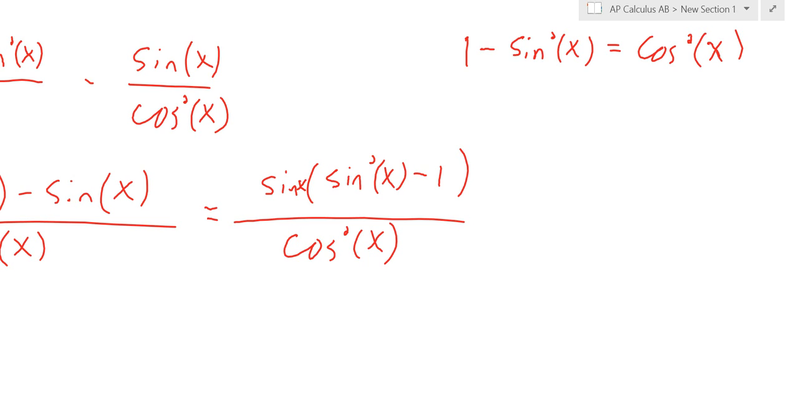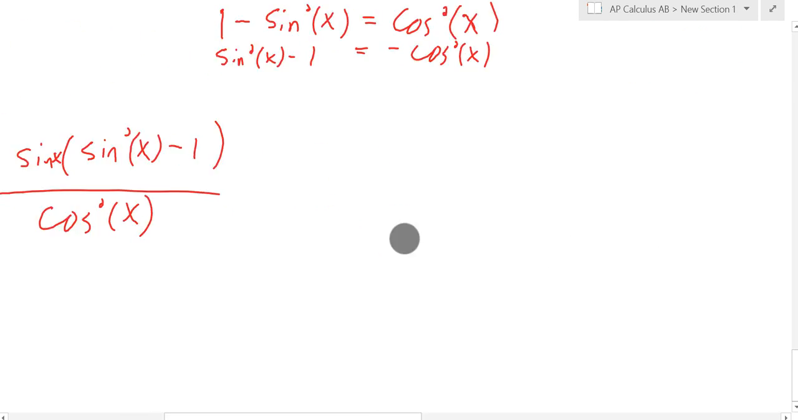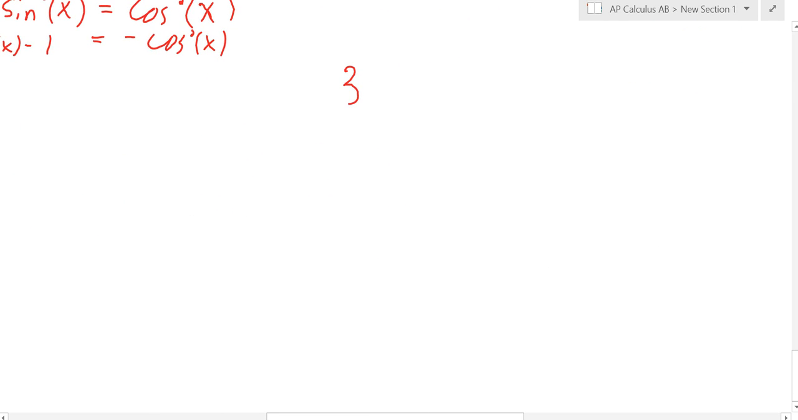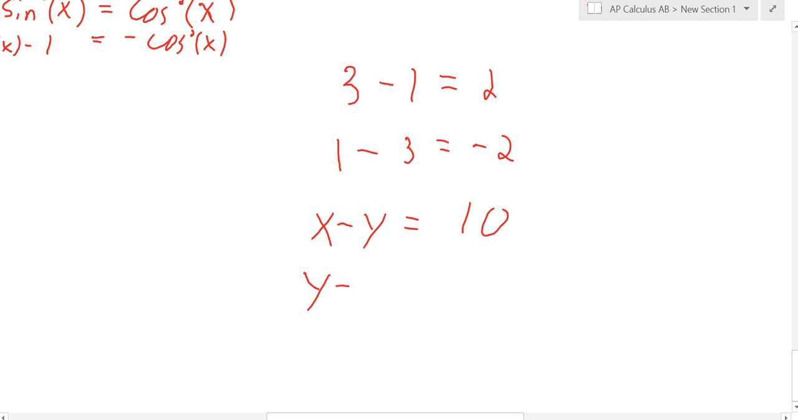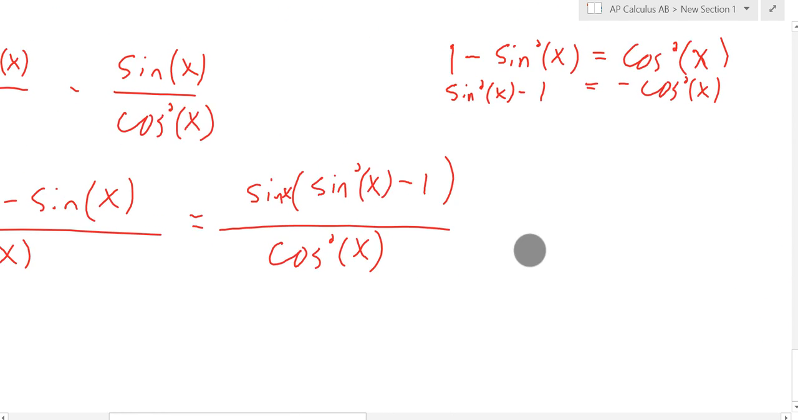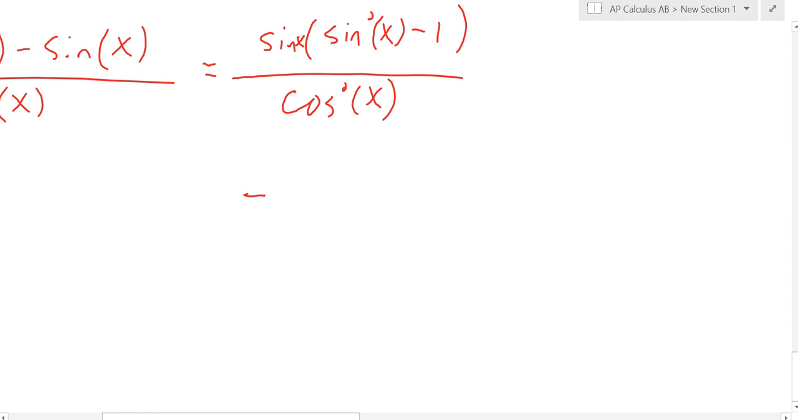So if 1 minus sine squared is cosine squared, then if you subtract in the other direction, you just get the negative of that. I see some worried looks. If you do 3 minus 1 and get 2, then if you switch them and do 1 minus 3, you should get negative 2. If x minus y is 10, what's y minus x? Negative 10.